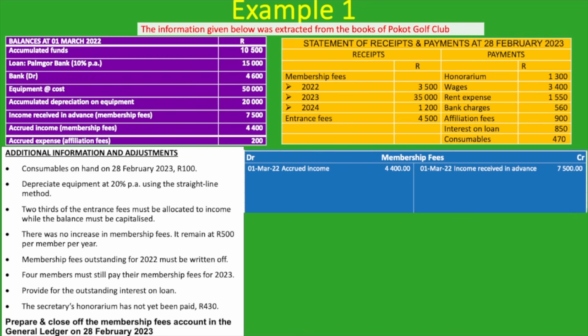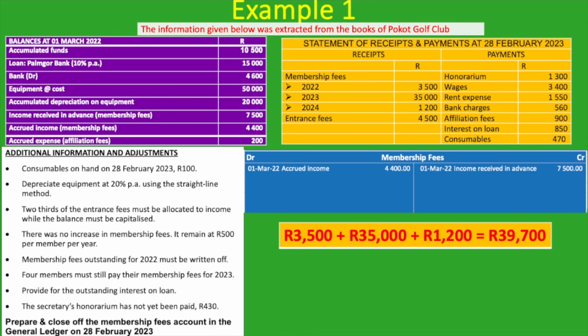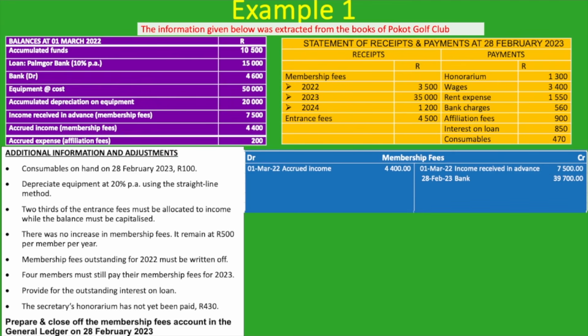All right. Now you will see that if you're dealing with some questions or the solutions, they will just put here bank, and they will split it into three: 2022 3,500, 2023 35,000 rand, and 2024 1,200. Or you can consolidate them, which is what I'm going to do here. So I'm going to add together the 3,500 for 2022, 35,000 rand for 2023, and 1,200 rand for 2024, and it gives me 39,700 rand. That is how much I have received in this particular financial period for membership fees. So I'm going to put 39,700 rand there on the credit side, right?